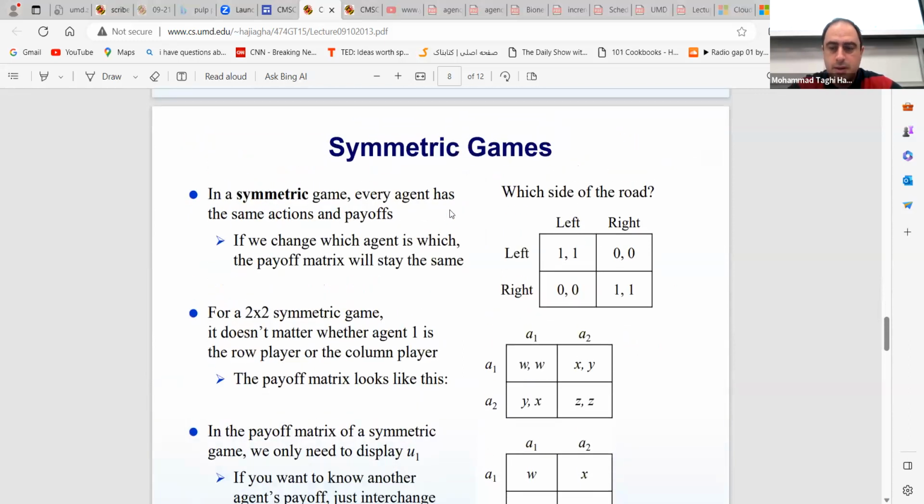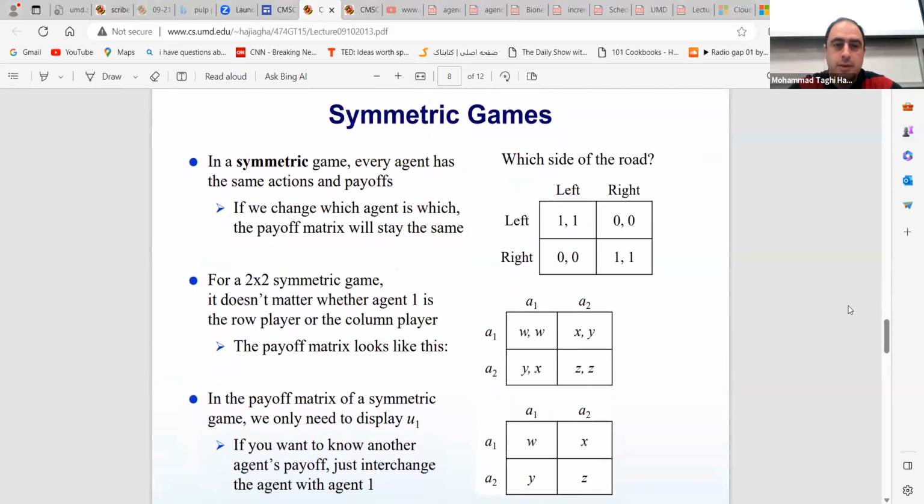Another very important class of games is symmetric games. In a symmetric game, every agent has the same actions and the same payoff.